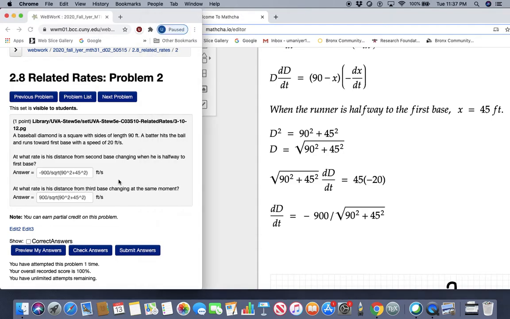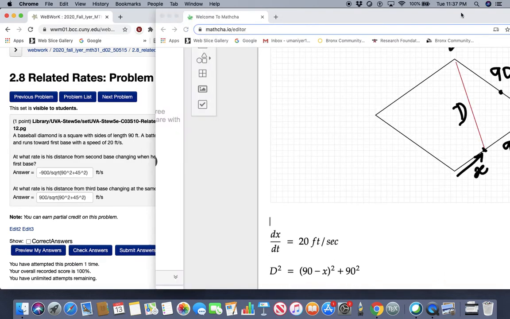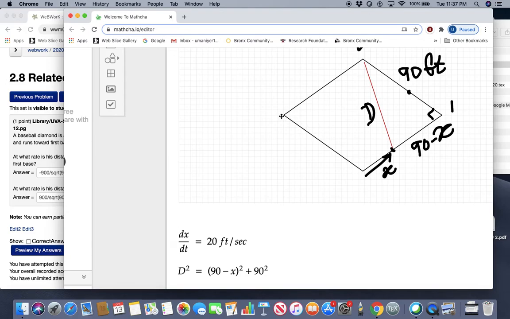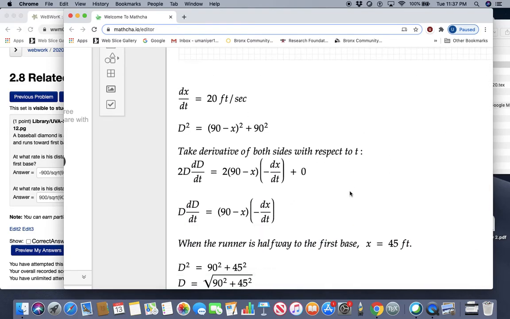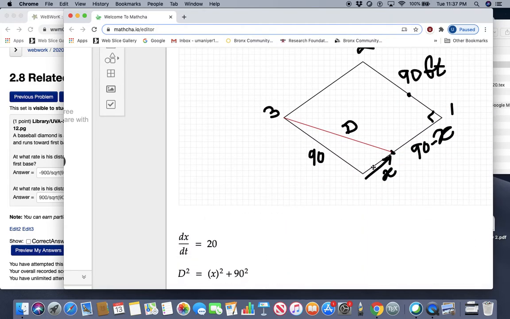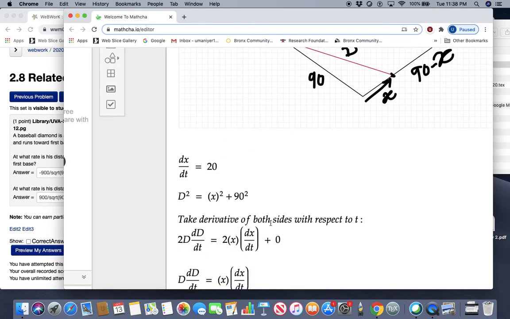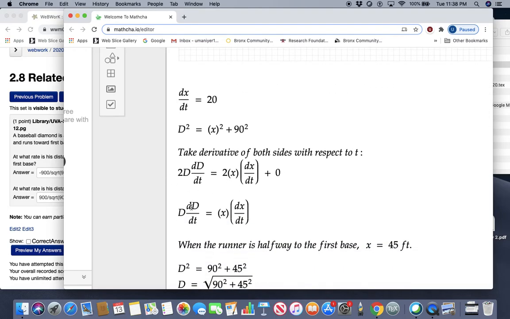Now, second part of the question, at what rate is his distance from the third base changing? So my third base is over here. Let's repeat this picture again. There you go. He is running in this direction. dx/dt is still 20. Now from the third base, that's now my capital D. So D squared is now x squared plus 90 squared. Take derivative.